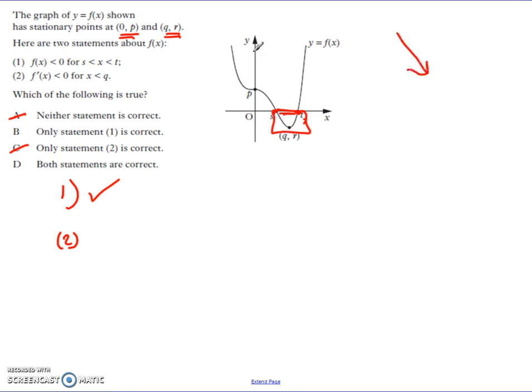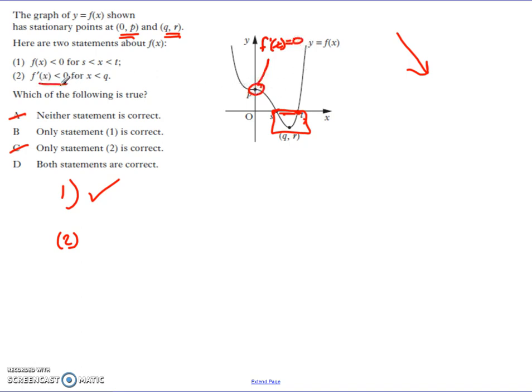And it looks like it does. It's always coming down. However, we know that P is a stationary point. And we know then that at a stationary point, the derivative f dashed of x equals 0 at that point.